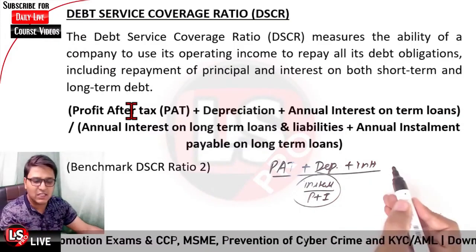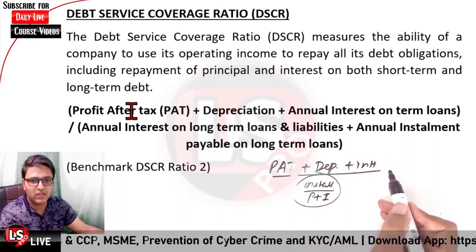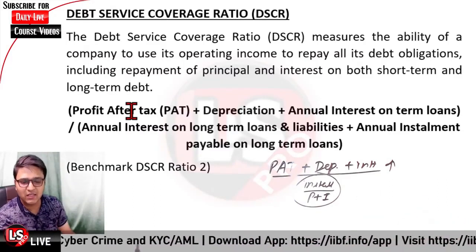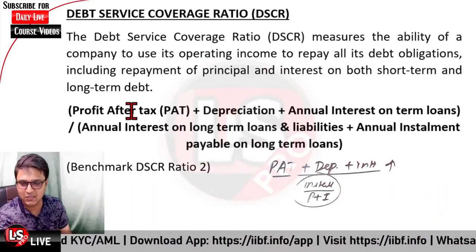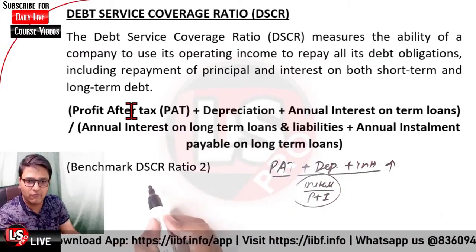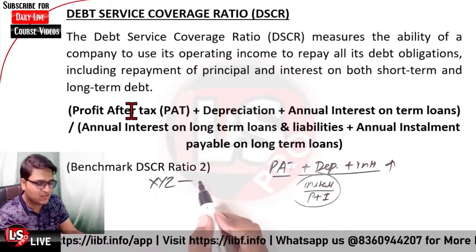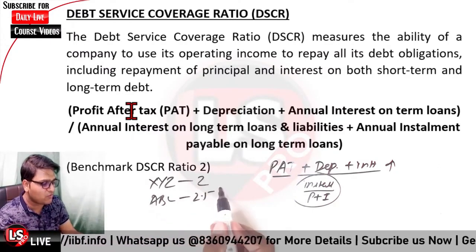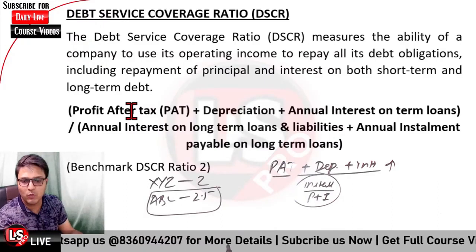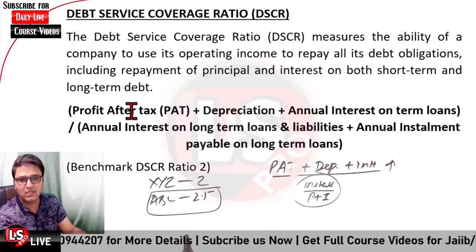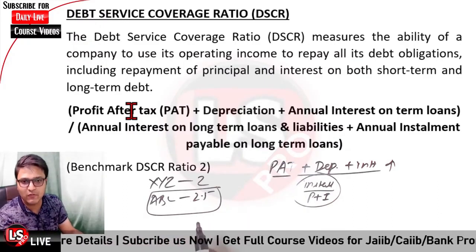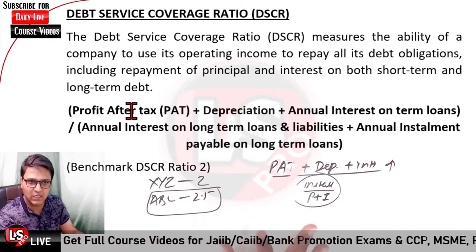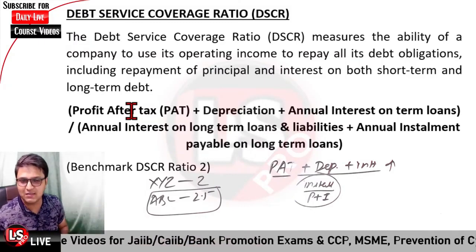The more income you have, it will increase. Or the lesser the installments you have, it will be more. And the more the DSCR, the better it is. So if one firm has a DSCR equal to 2 and the other firm, let us say ABC, has a DSCR equal to 2.5, which one is better? 2.5 is better. It means they have 2.5 times the income available with them to pay their obligations. That is what the DSCR signifies.